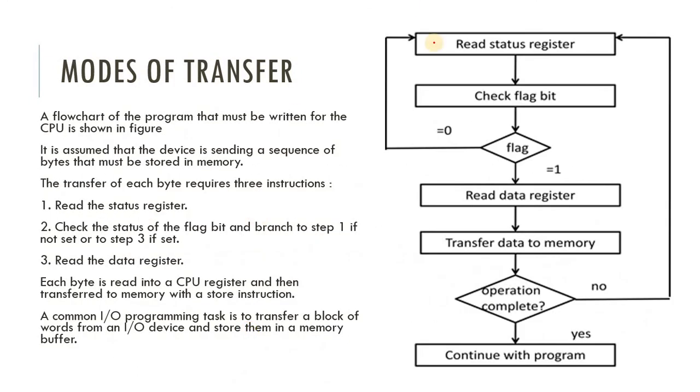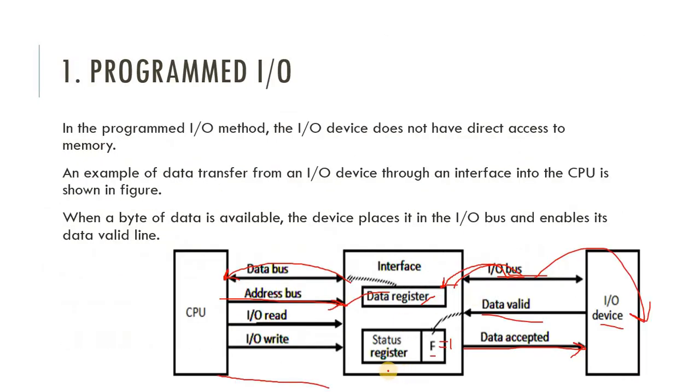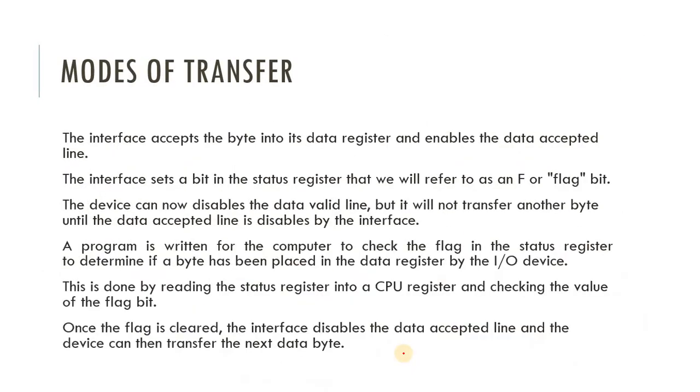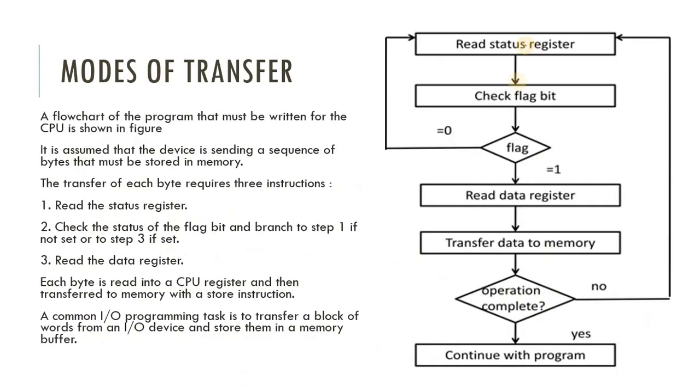Now this is the flowchart diagram. The first step is to read the status register. Here, this is the status register. In that status register, first we need to check the flag bit. If the value of the flag bit is equal to 1, at that time there is some data in the data register, so the read operation will be performed. So read the data register. Now the CPU performs the reading of the data from the data register.